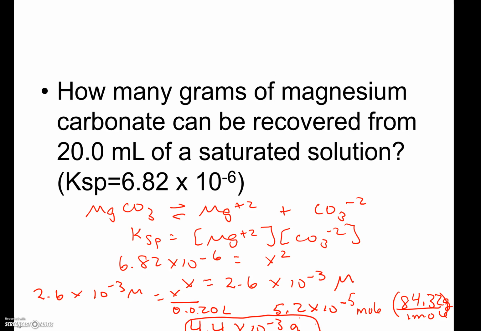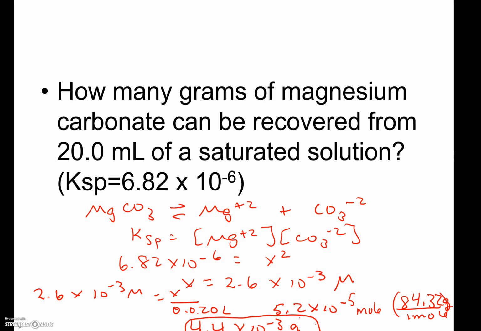So magnesium carbonate will break up into magnesium ions and carbonate ions. It's a 1-to-1 ratio, so our KSP will be the concentration of magnesium ions to the first times the concentration of carbonate ions to the first. We'll plug in 6.82 times 10 to the minus 6 for KSP, and since we don't know the concentration of magnesium ion or carbonate ion, and they're a 1-to-1 ratio, we can plug in x for both of those values.